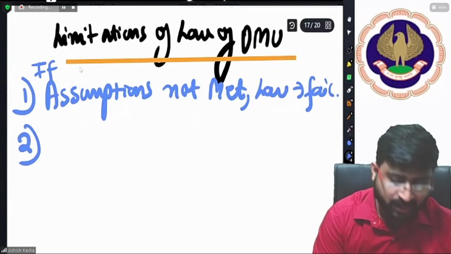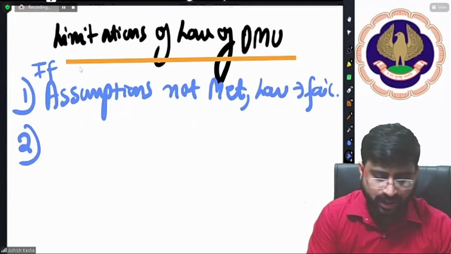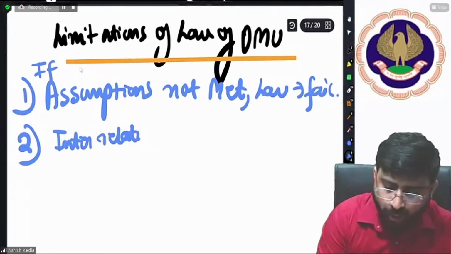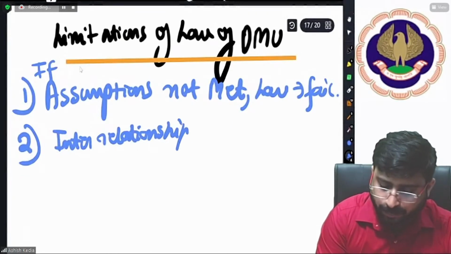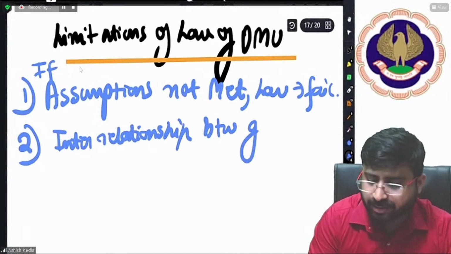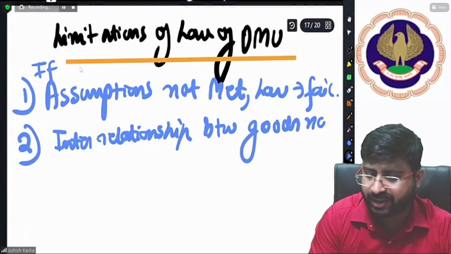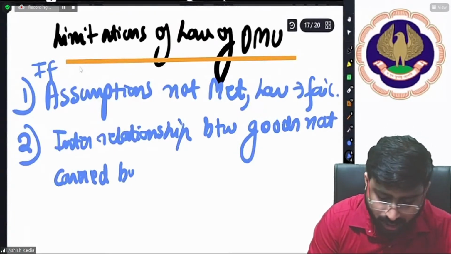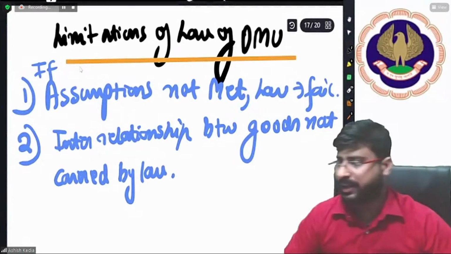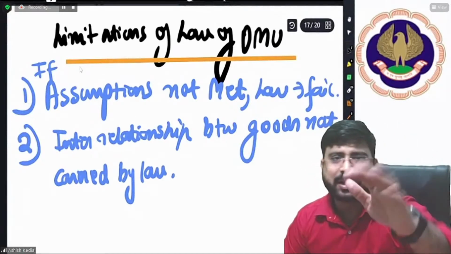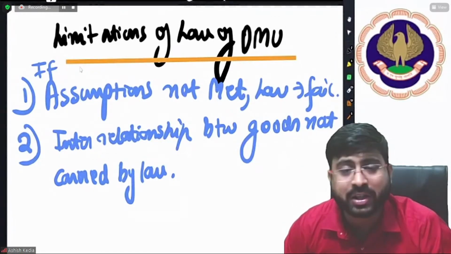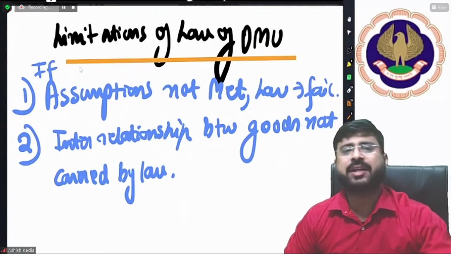Number two, there is interrelationship between utilities, interrelationship between goods, not explained by this law. Sir, we did not understand. I will give you an example. Pay attention, everybody. Interrelationship between goods not covered by law.